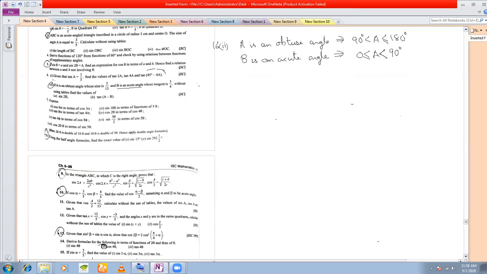Now the question here is, without using tables, find the value of sine 2B. And what is given here also: sine of A is given to you as 5 by 13, and tan of B is given to you as 3 by 4, isn't it? Because A is an obtuse angle whose sine is 5 by 13. Therefore, sine A is 5 by 13. B is an acute angle whose tangent is 3 by 4. That means tan of B is 3 by 4. Without using tables, find the value of sine 2B.